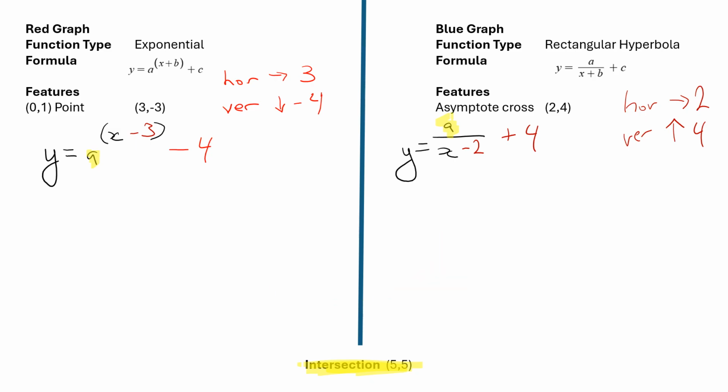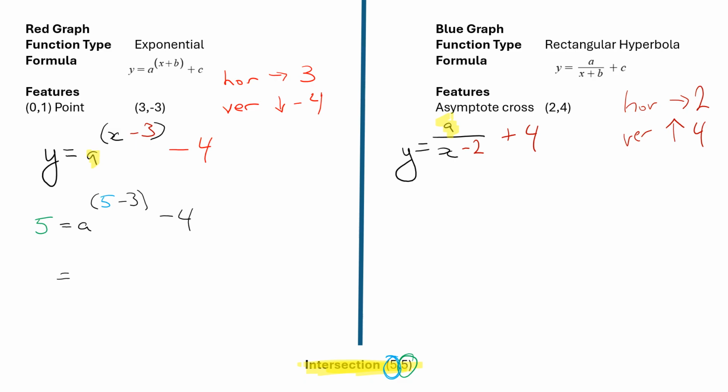Okay, so looking at this graph, our intersection point is at 5, 5. I am going to look at 5, 5 here. I'm going to substitute in the y portion of my value. The y portion of my value is going to be 5 equals a to the power of the x portion of my thing here, 5 minus 3 minus 4. And then all I have to do is solve for that. Okay? So I'm going to add 4 to both sides. Oh, I should do BEDMAS. I shouldn't add 4 to both sides.